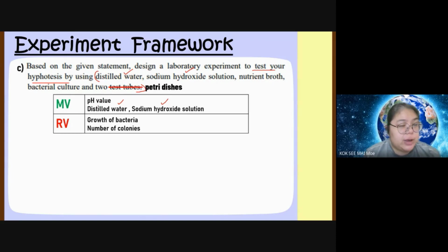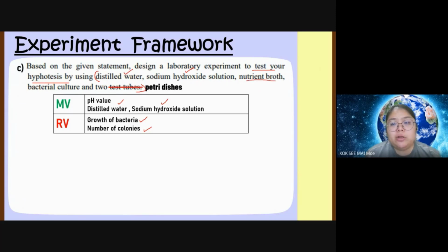If you cannot find the pH value, you can straightforwardly copy from the apparatus, distilled water and sodium hydroxide solution, also correct. Okay, RV. You say growth of bacteria, is it? If you don't want to mention growth of bacteria, you say later in the experiment you need to see the number of white dots. The white dot is a bacteria. So you can say the number of colonies. Both are correct. So just copy all the MV in the apparatus.